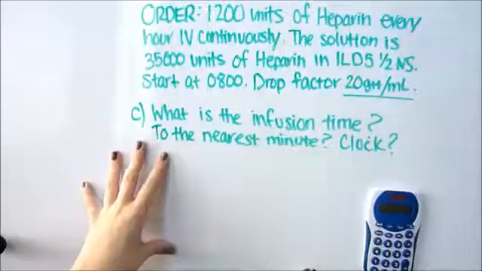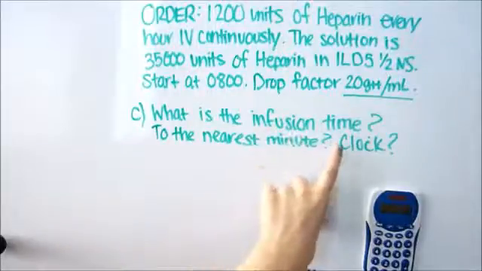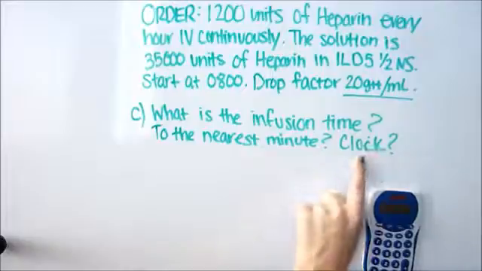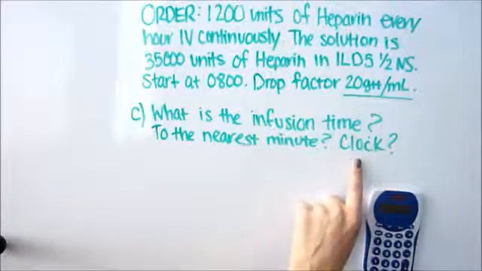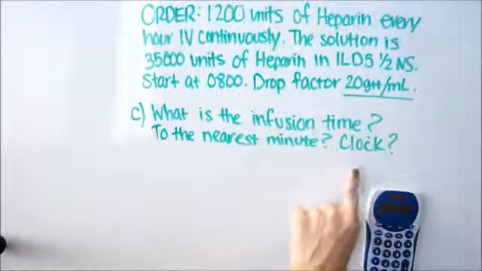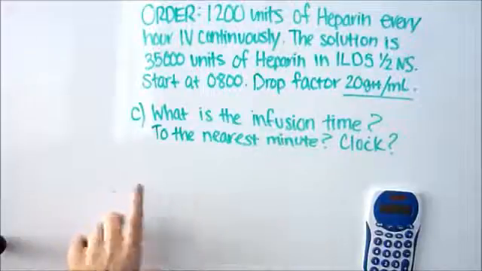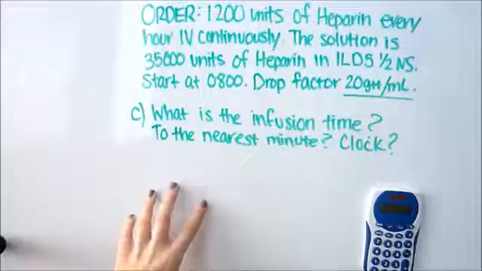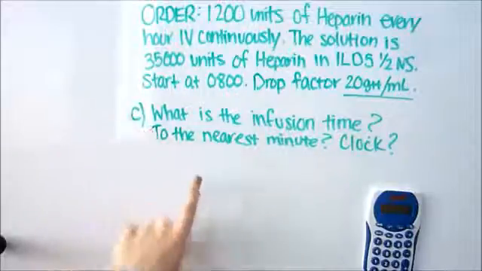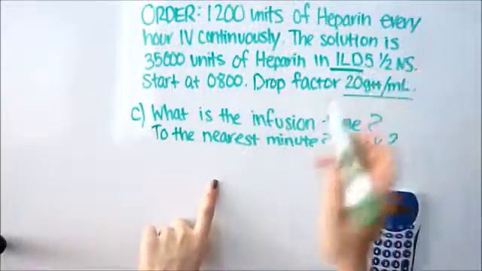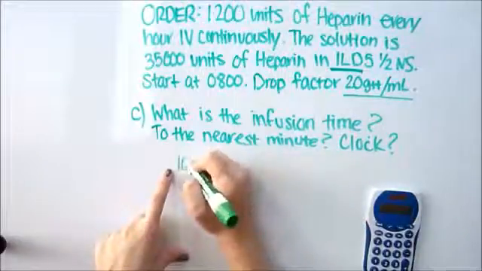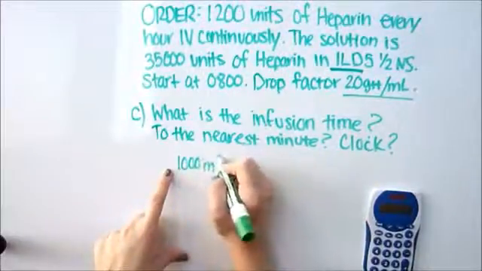So now we're going to figure out what is the infusion time to the nearest minute and what time on the clock the infusion will be done. I didn't have enough room to write that, so I just put clock. So our first step is finding out what is our volume, how much are we infusing, and that is right here. It's 1 liter, which is also equal to 1,000 mLs, right?